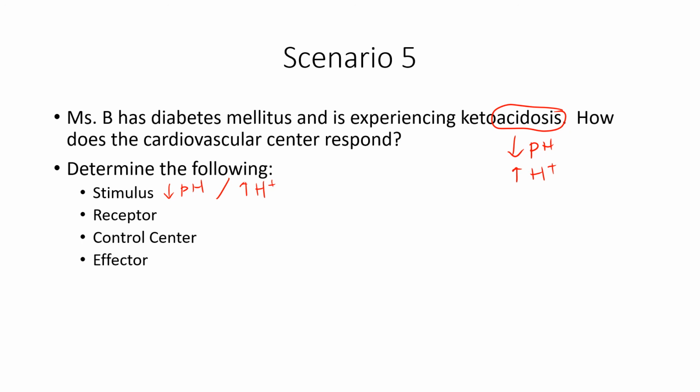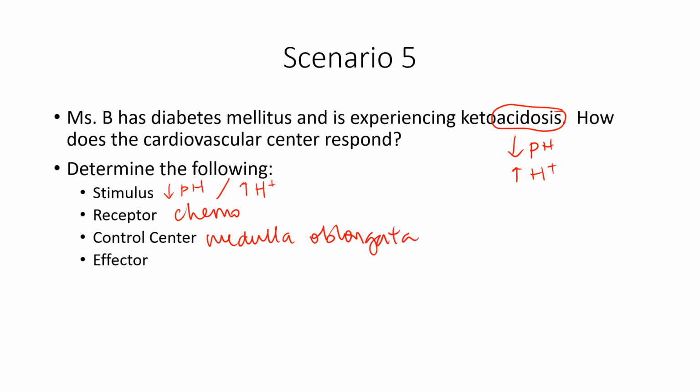Okay, and of course, this is something a chemoreceptor would pick up, and those chemoreceptors are located where? Aortic arch, common carotid arteries, and in the brainstem. Okay, and of course, these chemoreceptors are tattletales. They let that medulla oblongata know that there is a problem with blood chemistry.